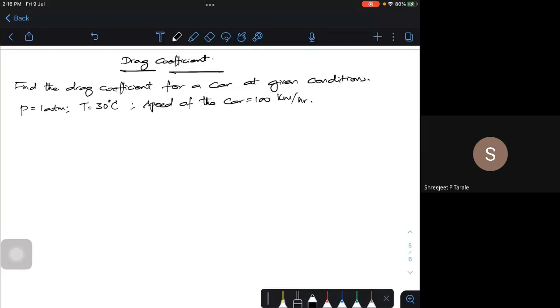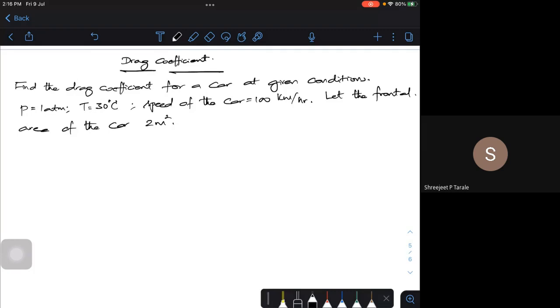So a car is there and I need some kind of an area. If I want to calculate the drag coefficient, I need the frontal area. So let the frontal area of the car be around 2 meters square, roughly, if you take all the front side of it. This is 2 meters square.